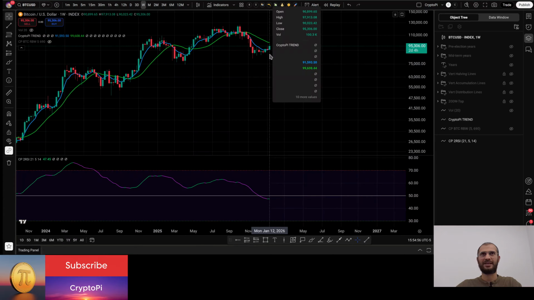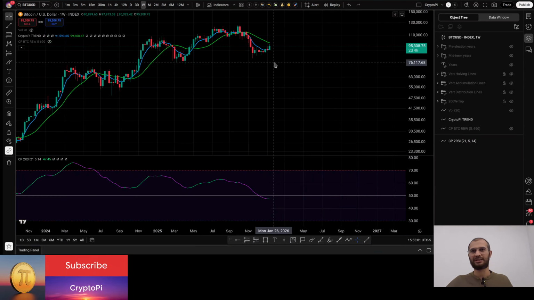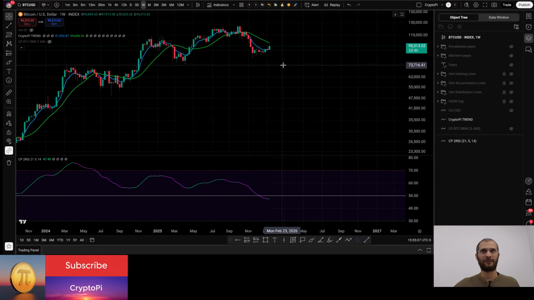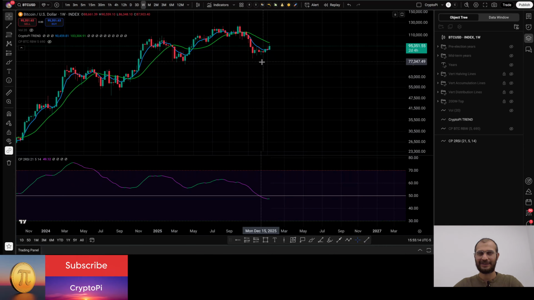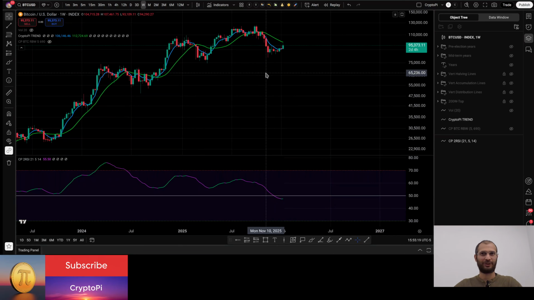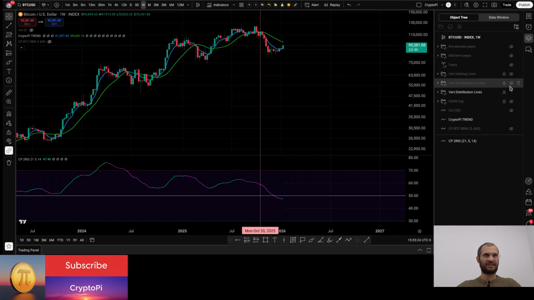Let's see what was the exact value. So the high was 97,913, which is good for people who took a long trade over here. But saying that we are back in the bull market would be premature, in my opinion.